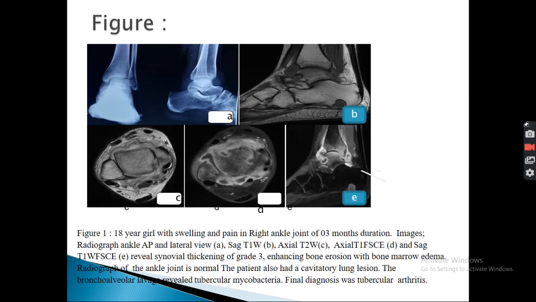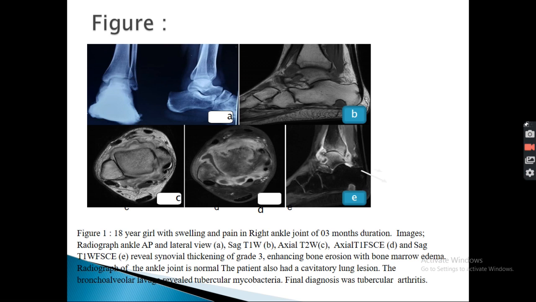P-value for graph angle AP and lateral view, AP and lateral view, AP and lateral view, AP and lateral view, AP and lateral view, AP and lateral view, AP and lateral view, AP and lateral view, AP and lateral view, AP and lateral view, AP and lateral view, AP and lateral view, AP and lateral view, and sagittal sections.